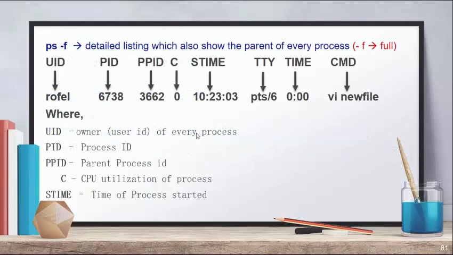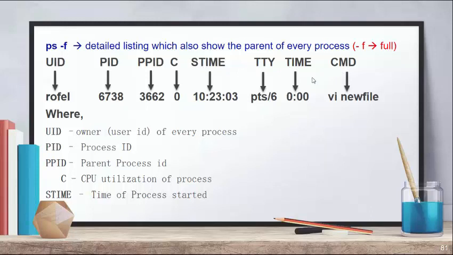Now there are various options with ps. The first option is ps minus f, ps dash f. ps f का मतलब क्या है? f means full. f का मतलब full. That means when you use f, it will show you the detailed listing of all the processes. Process का detail listing आएगा. Detailed listing means it will show you the UID, PID, PPID, then C, then S time, then TTY, time and CMD.